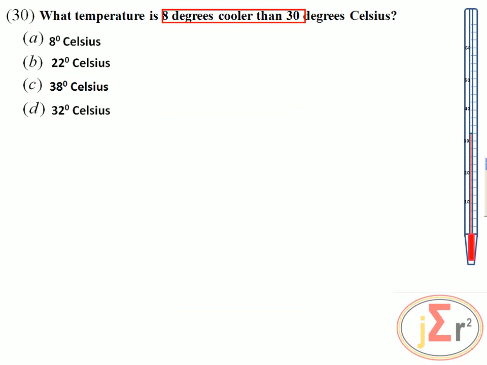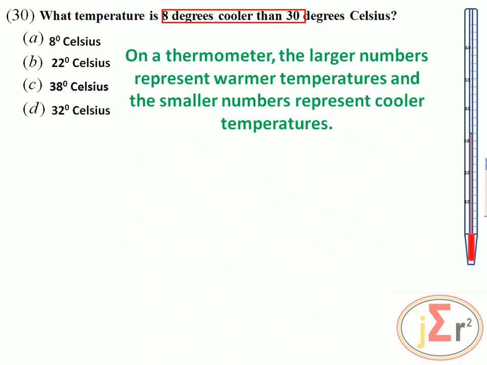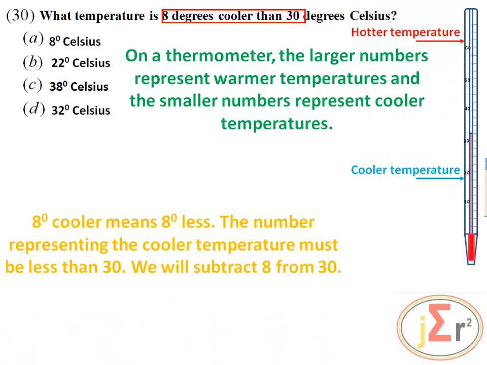8 degrees cooler. On a thermometer, the larger numbers represent warmer temperatures, and the smaller numbers represent cooler temperatures. So the higher we go in temperature, that means the hotter it gets, the larger the numbers that are used to measure or to indicate the temperature. So the hotter temperatures are associated with the larger numbers, and the cooler temperatures are associated with the smaller numbers.